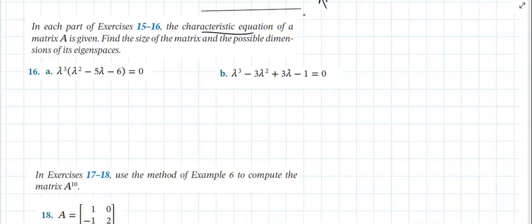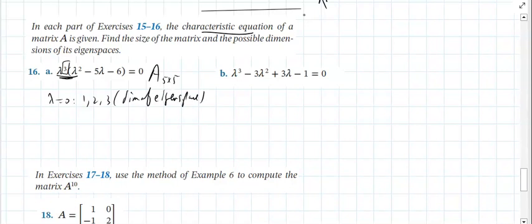Well, let's start. I'm looking at this and I notice this is 5 by 5 to get those eigenvalues. I see that lambda equals 0, which indicates the possible dimensions would be 1, 2, or 3. Those would be the possible dimensions of the eigenspace. And why is that? Because the multiplicity is 3.